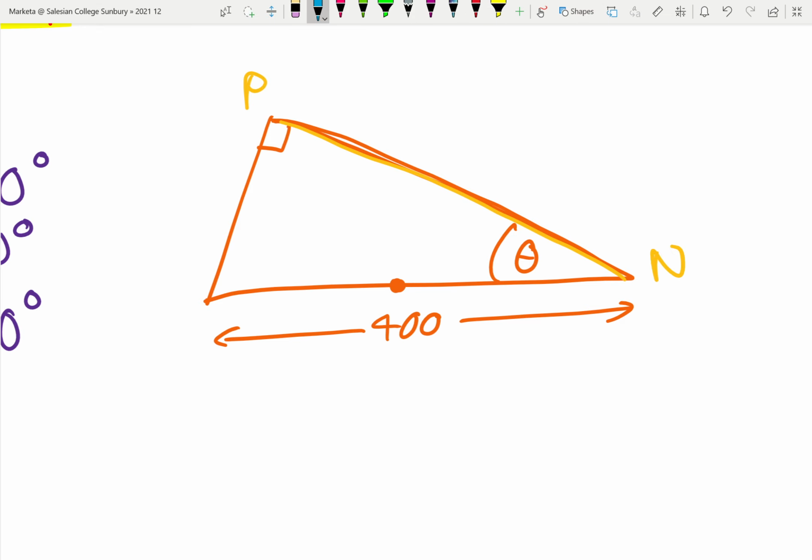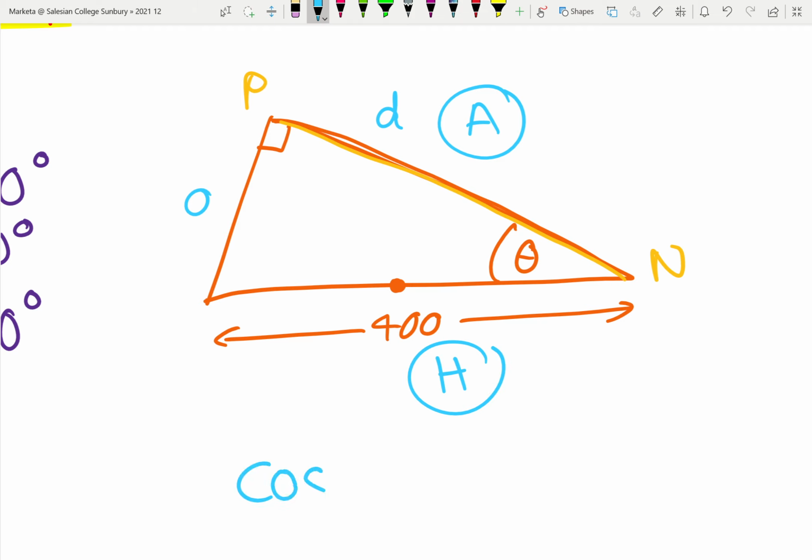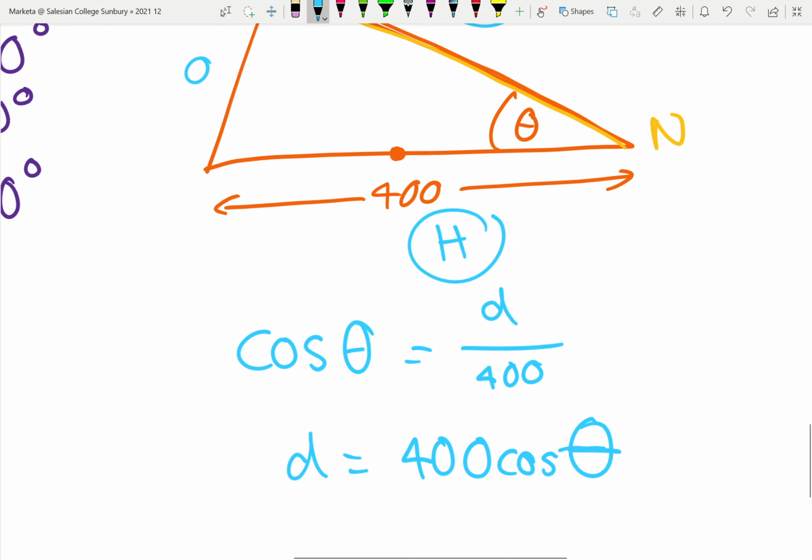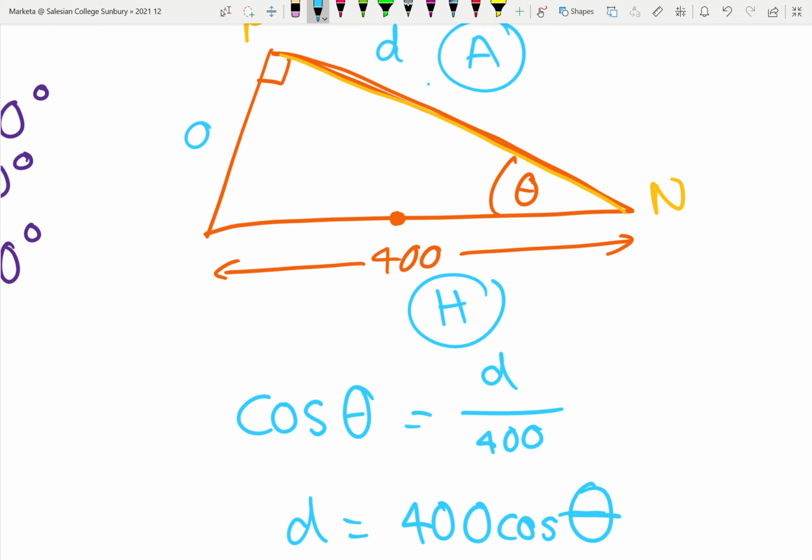We can just use SOHCAHTOA, O, H, and A. We need this, which is the distance, and then we've got this. So it must be cos theta equals distance over 400. So that means our distance is 400 cos theta. We don't know what theta is, but that's a variable, so don't worry about that. We have the distance, 400 cos theta.